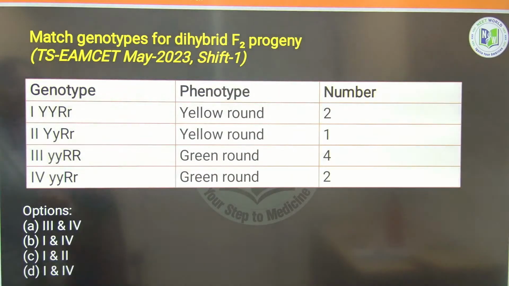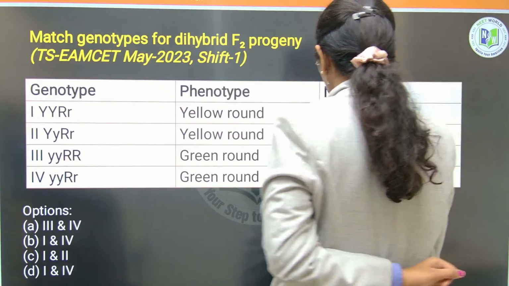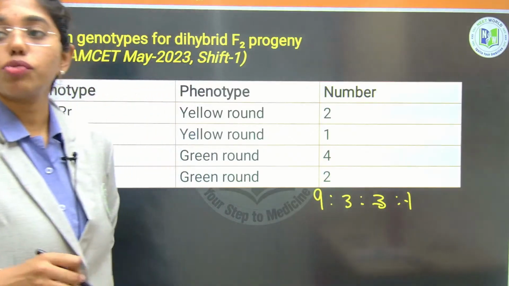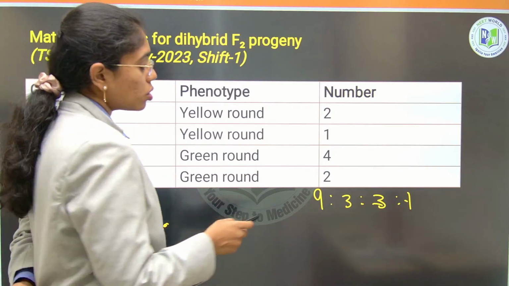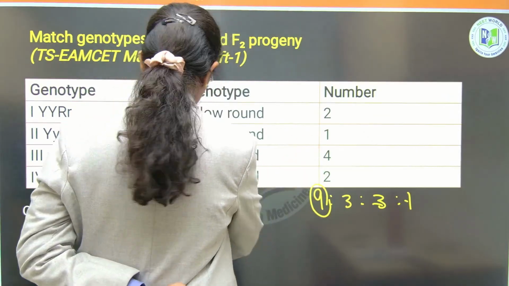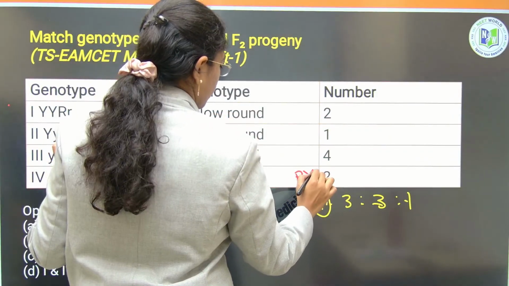Next question, match the genotypes for dihybrid progeny. Genotypes of dihybrid progeny. So if we take the phenotypic ratio, that is 9:3:3:1, I have given you a ratio which will be easy for you to calculate any type of problems asked from dihybrid cross. So from 9 dominant, which are round and yellow, capital R and Y, round and yellow, right?